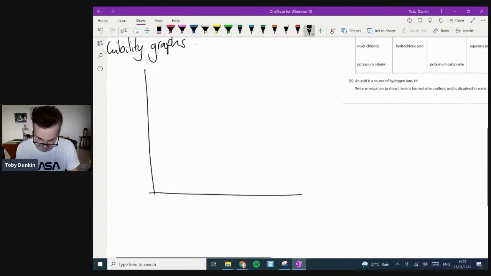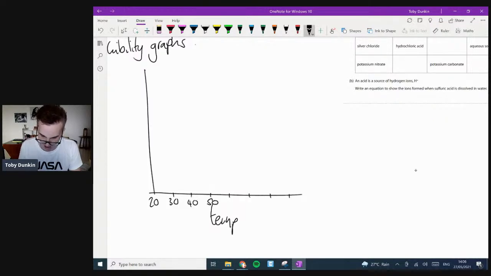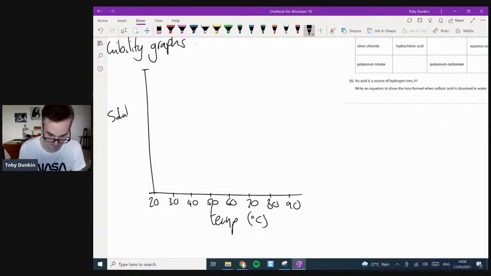So what we've got here is temperature, temp, and this is high. No, shouldn't do that. What I should do is 20 degrees, 30, 40, 50, 60, 70, 80, 90. That looks brilliant. I'll stick with that. There we go. Degrees Celsius, by the way. Got to always label your axis with your units. Don't forget. A couple of my GCSE kids threw that away. And this is solubility per 100 grams of water.